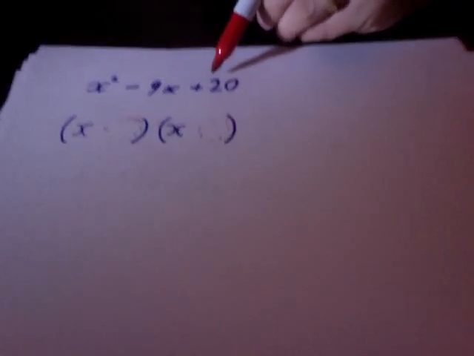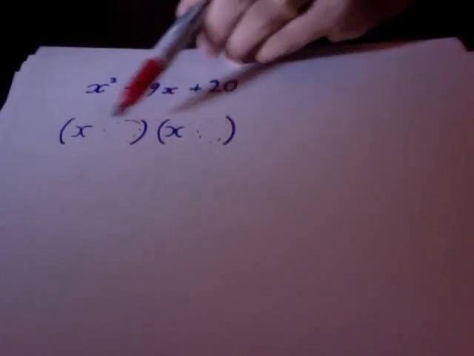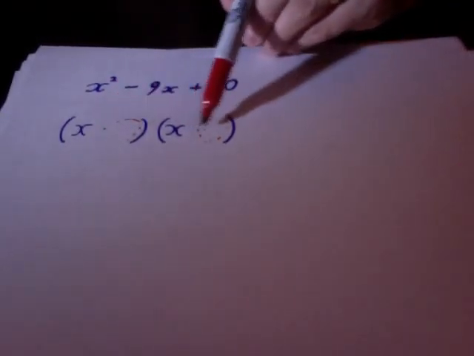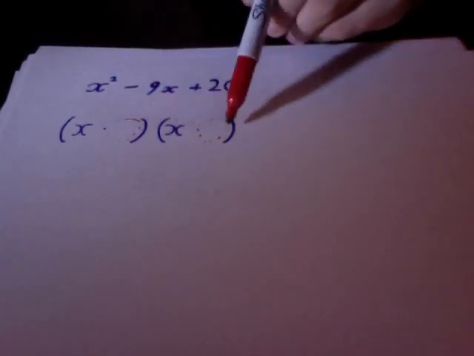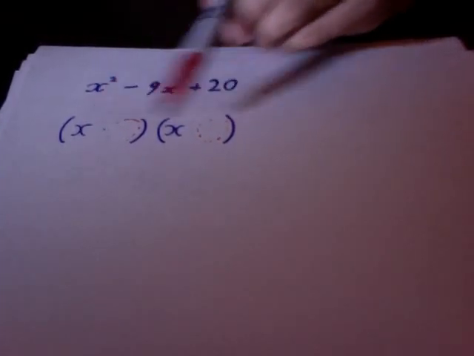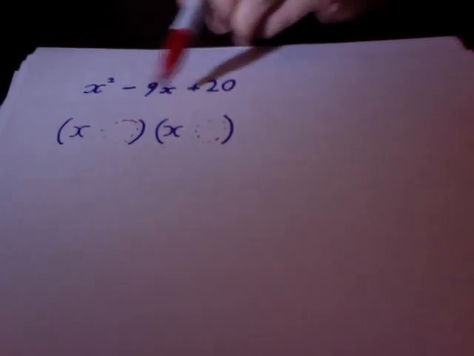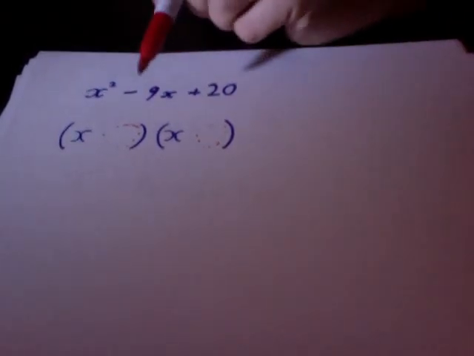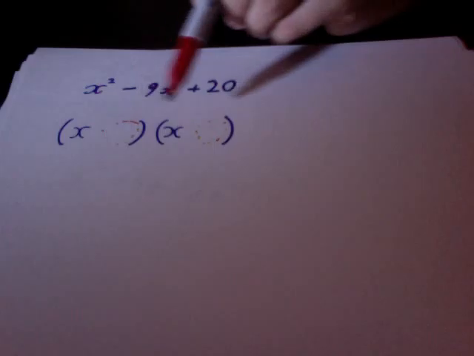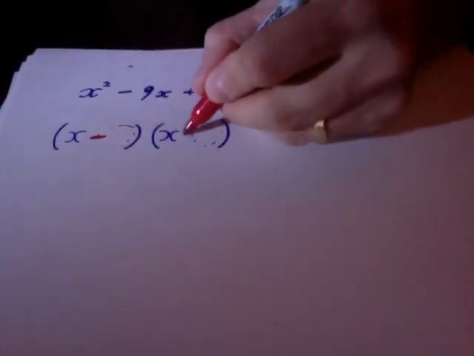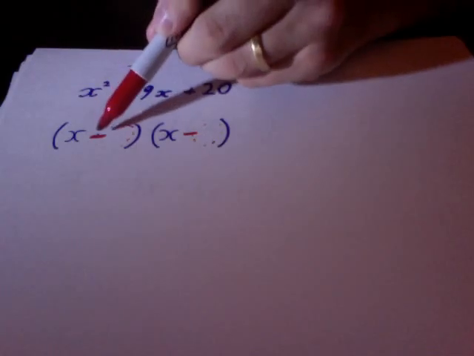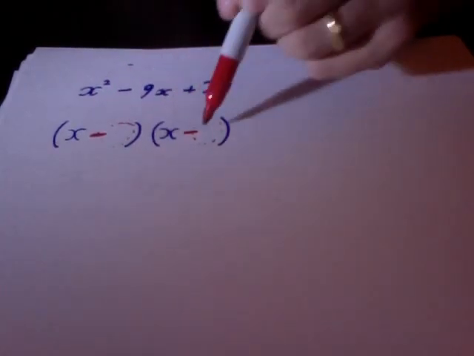Now, because it's positive 20, I know that the signs have to be the same. It's either plus something times plus, or minus times minus. So positive times positive, or negative times negative. But because this is negative 9x, I need to somehow generate a negative number of x's. So these are going to have to be negative signs, so that we have negative something times x and negative something times x combining to make a total of negative 9x.